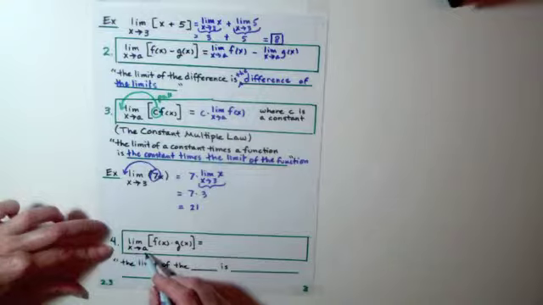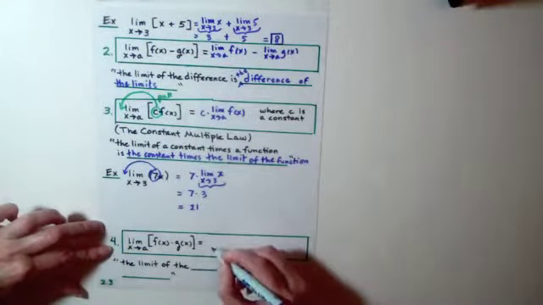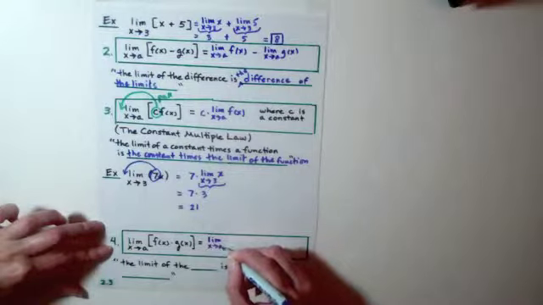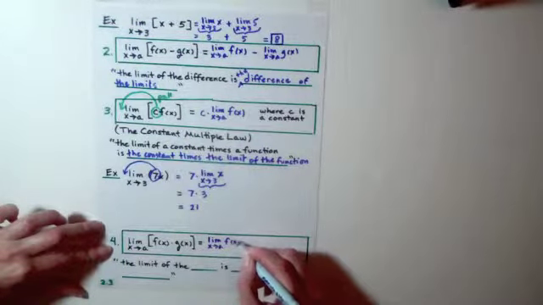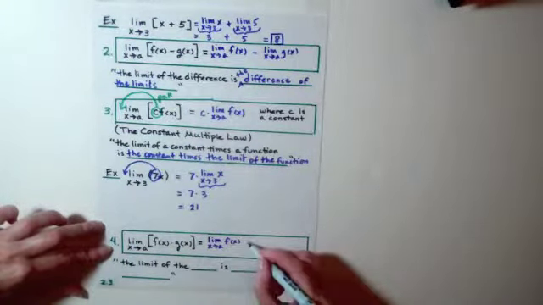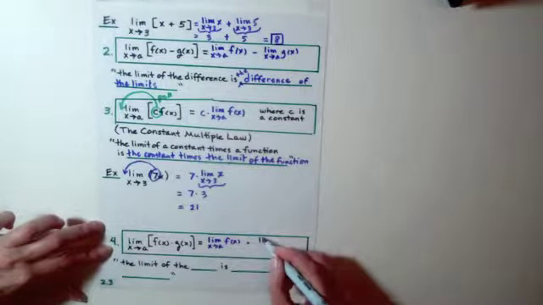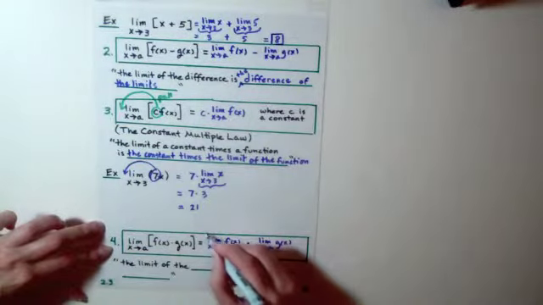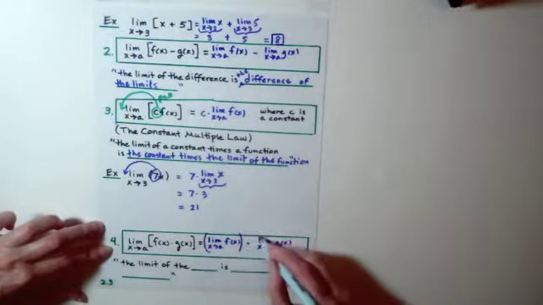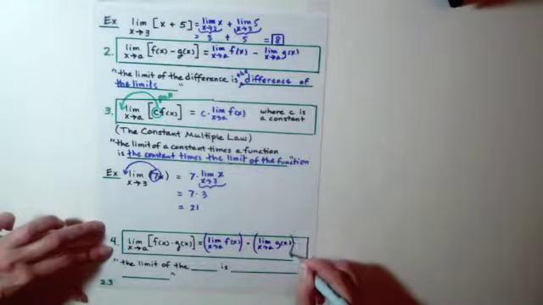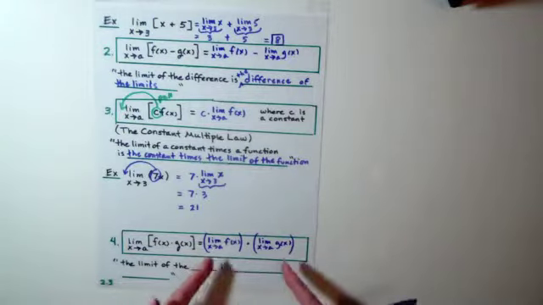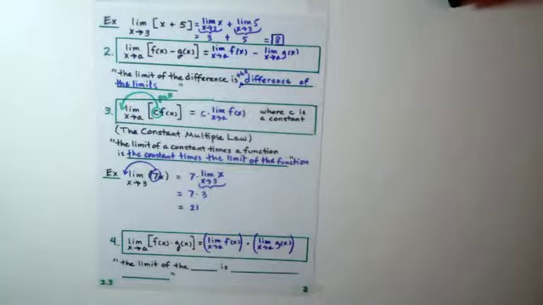So the limit as x approaches a of f of x times g of x is exactly the same as if we did the limit as x approaches a of f of x and multiplied that by the limit as x approaches a of g of x. If you want to, you can put parentheses around these to make it clear that we're doing the limit of f of x and the limit of g of x separately. We're finding those answers and then multiplying those answers together.